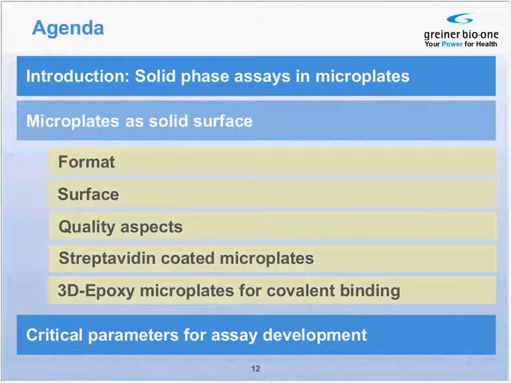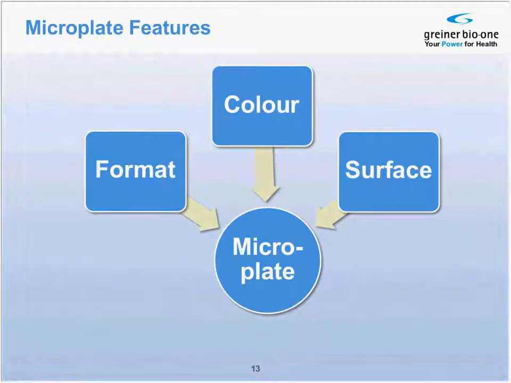Let's move, after this short theoretical introduction, to the topic of microplates as solid surface. If you're looking for a fitting plate for a new project, you have to make your choice out of a variety of microplates. The aim of this webinar is to make this choice easier by pointing out the main features of microplates for ELISA applications. These are format, color, surface properties, and last but not least, constant quality.